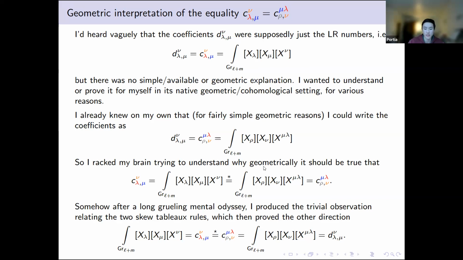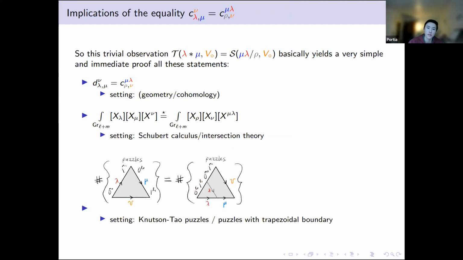So that was fun. That was pretty nice, I guess. I think it's right. Please let me know if I am saying anything wrong, because that's a possibility, but I don't think this is wrong. So this trivial observation on the partition skew tableau side, like I said, basically spits out a very immediate and simple, nice proof of all these other statements that happen in different settings.